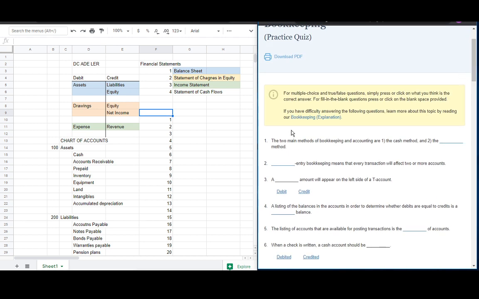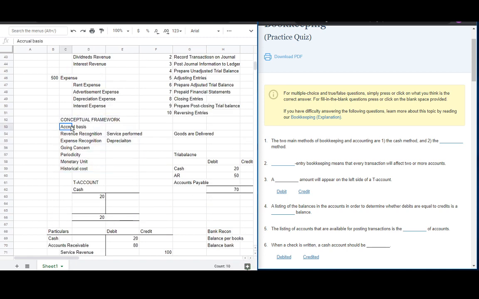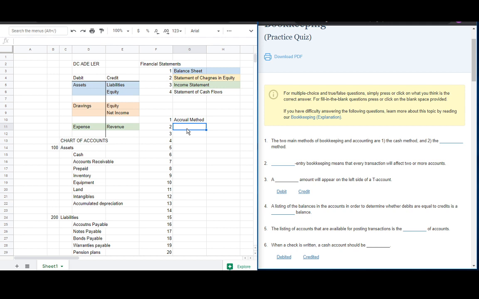So number 1, the two main methods of bookkeeping and accounting are the cash method and the accrual method. Again, what is the accrual method? It is under the conceptual framework. Madami tayong mga concepts and principles. Accrual basis ay nagsasabi na we can recognize revenue or recognize expense as long as it is incurred or when it is rendered, diba? Kahit di pa natin natatanggap yung pera o kahit di pa tayo naglalabas ng money, pwede na natin siya recognize. Halimbawa, umutang. Kahit utang, kita na siya.